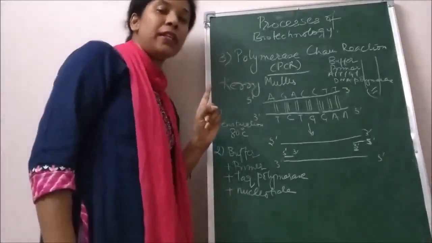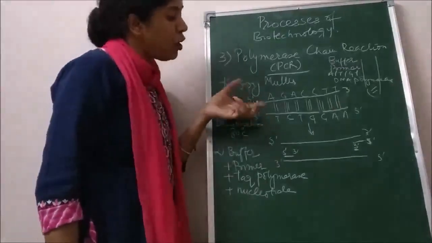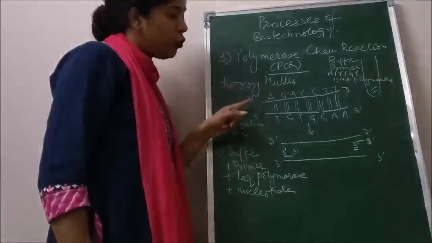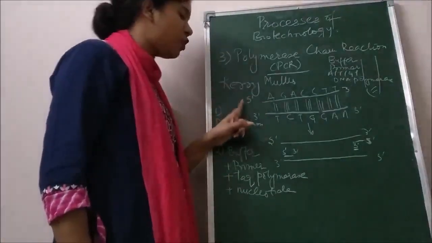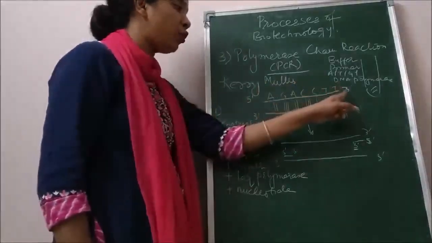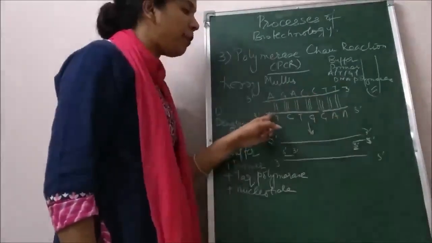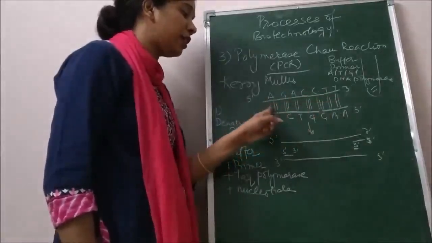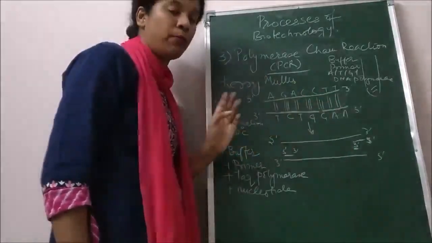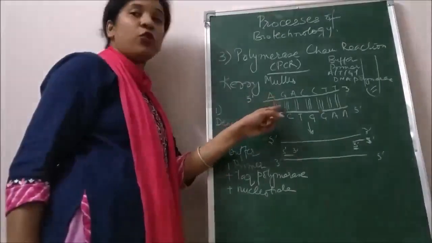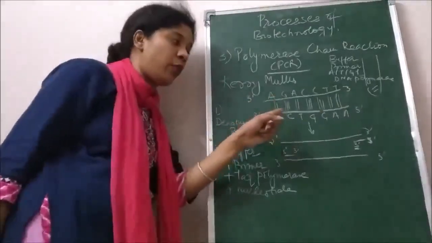The first step is the denaturation step, in which both the strands of the DNA which we want to amplify are separated. You know that the DNA is anti-parallel, that is, one strand is going to be from 5' to 3', the other is going to be from 3' to 5', where the complementary bases are attached to each other via 3 or 2 hydrogen bonds. If it is AT, there are going to be 2 hydrogen bonds. If it is GC, there are going to be 3 hydrogen bonds.